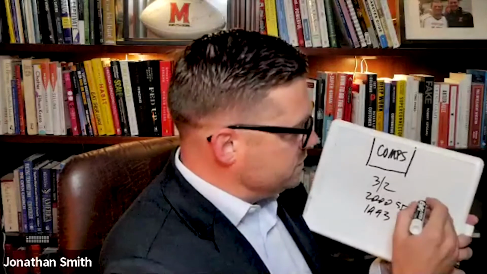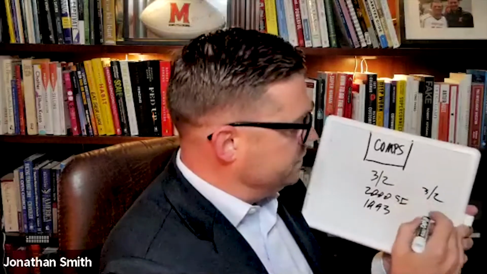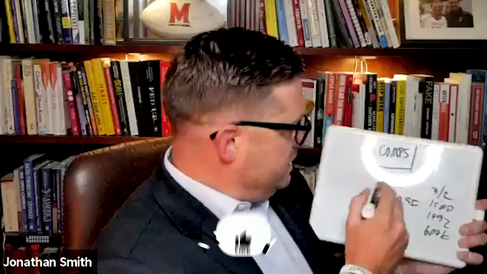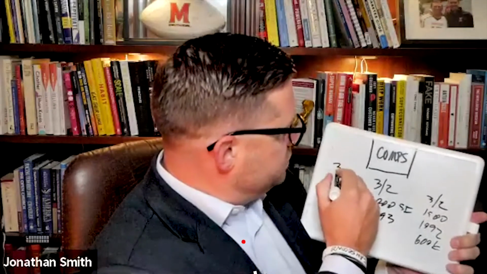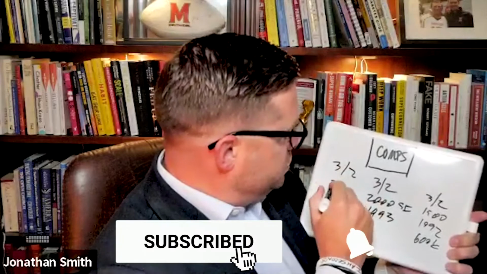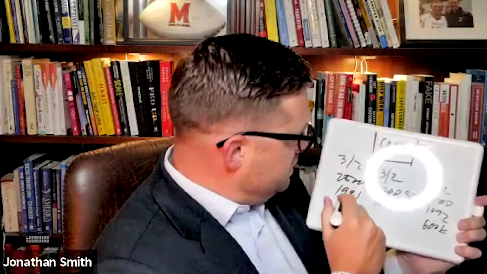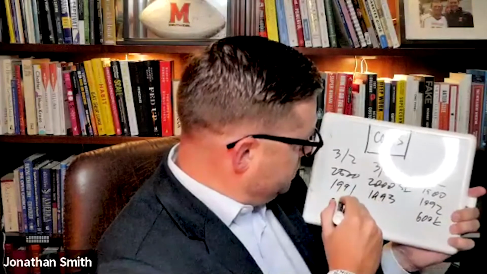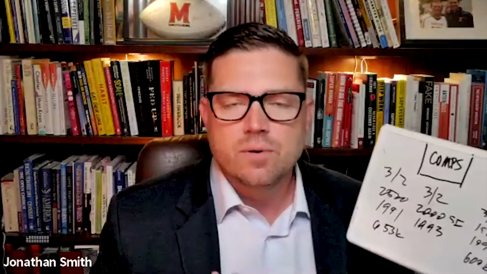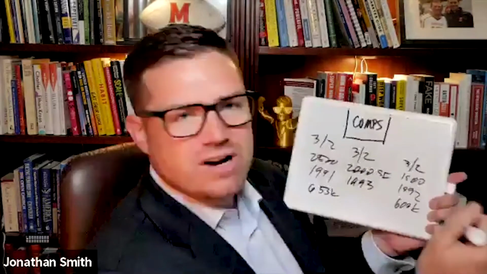We find a comparable sale that happened within the last 4 months, and that one was also 3 and 2. This had 1,900 square feet, it was built in 1992, and let's just say this sold for $600K. Okay, and then we find another one over here that was 3 and 2. This was 2,500 square feet, built in 1991, and this sold for $653K.